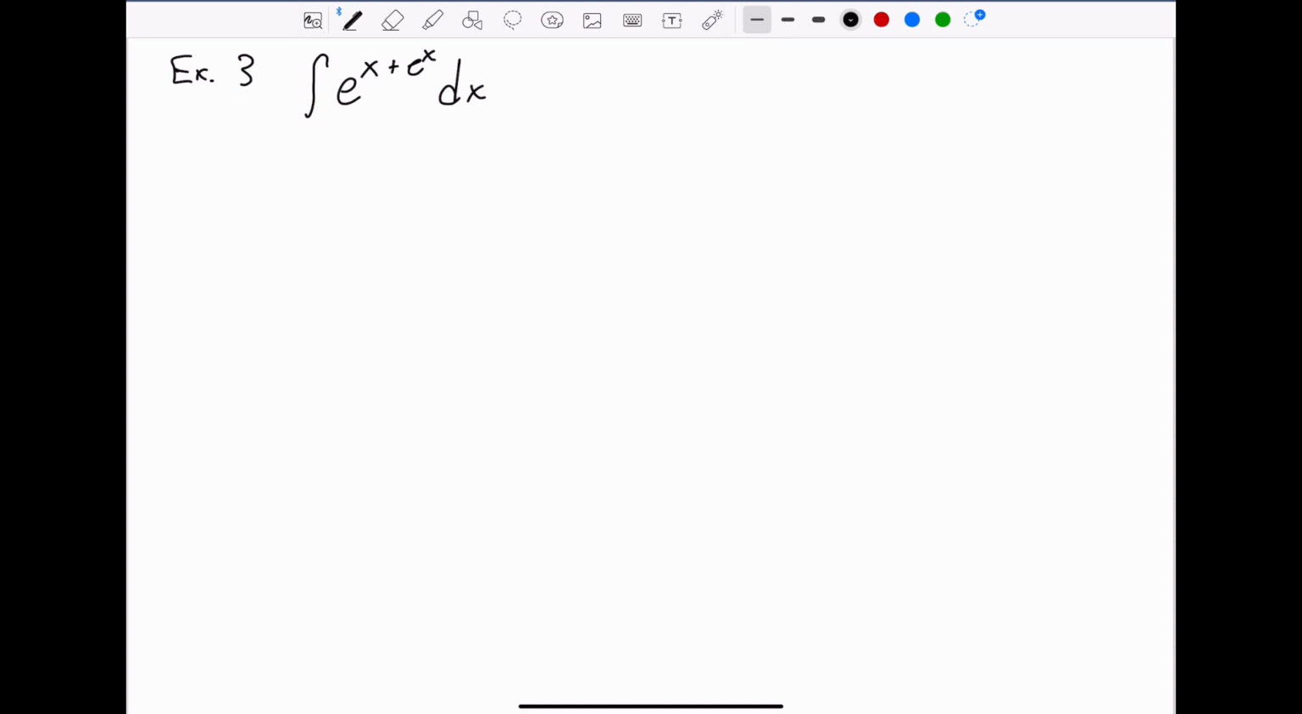Let's take a look at example 3. Here we have a rather complicated looking integral, and I think the first step that we should try here is to simplify. Notice we have a sum in the exponent. So I can break this apart by multiplying two common bases together. This is the same as e to the x times e to the x. If I were to combine, I would add the exponents, and that's what I had to start with. So I can simplify like this.